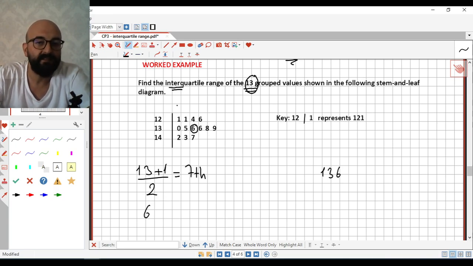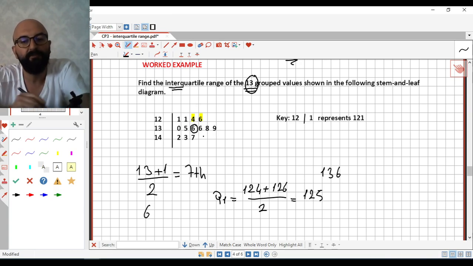Okay, and we should take these values, because both values are the middle of the first part. So for the lower quartile, it means 124 plus 126 divided by 2, it becomes 125.